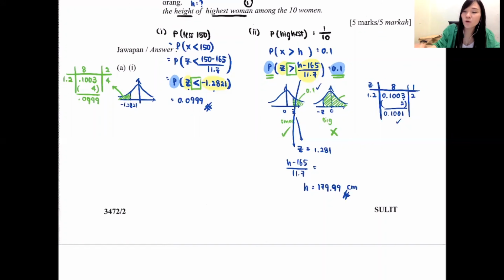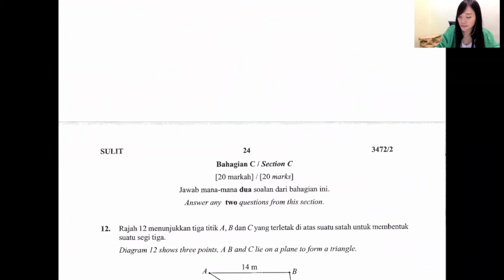Let's go. 5, 4, 3, 2, 1, done. Wow, finally stepping inside section C.